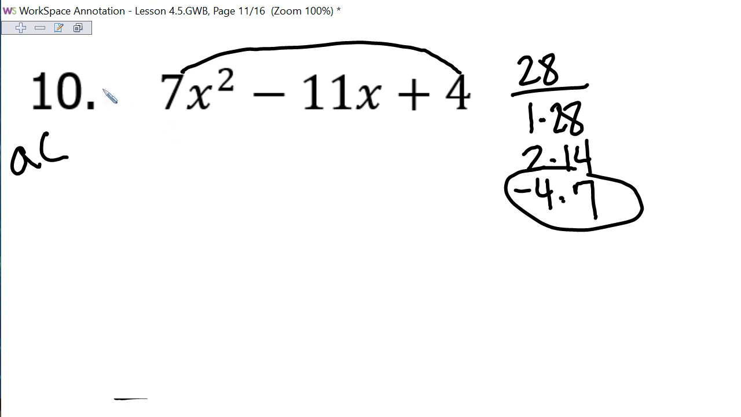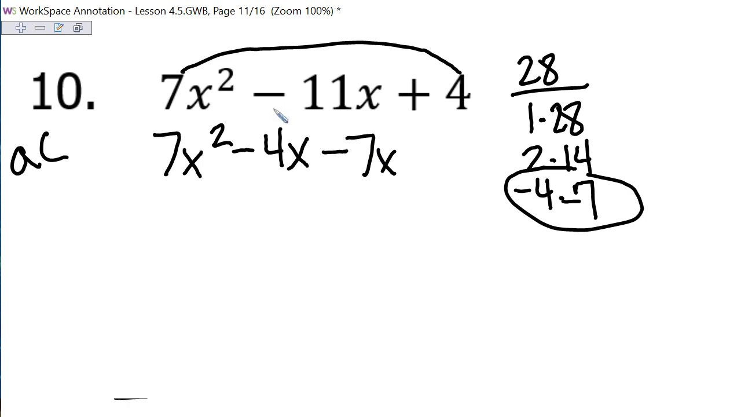Drop down to 7x squared. Instead of the negative 11x, how do I split that up? Negative 4x minus 7x. Both of these are negative. And then the plus 4. After you have your 4 terms, what do we do next?